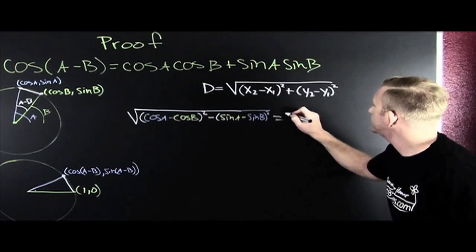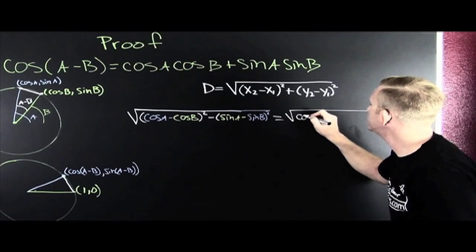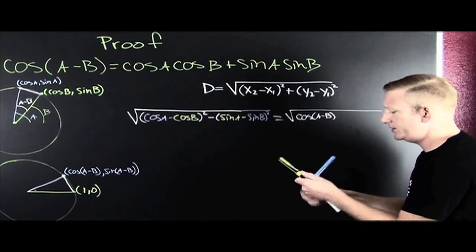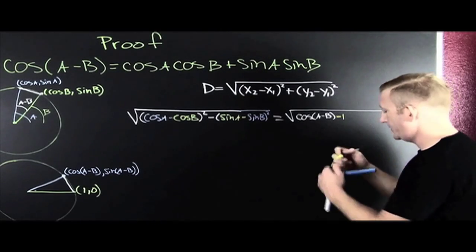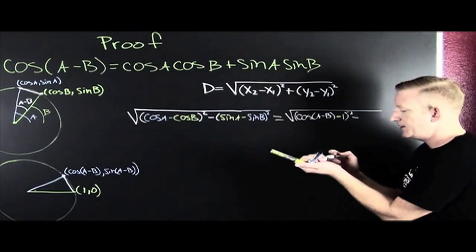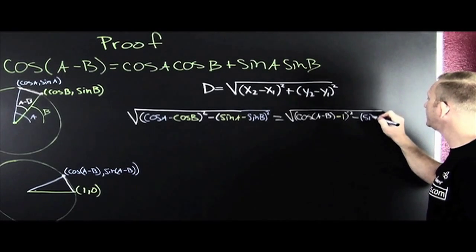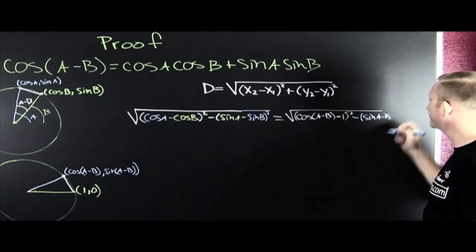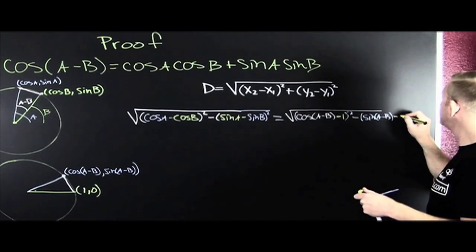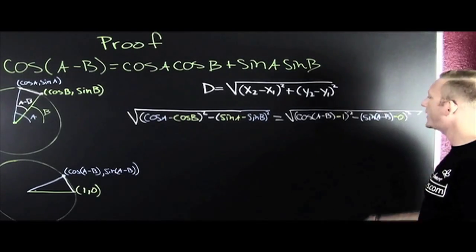So then, that's the square root of the differences of the x's. That's the cosine of A minus B, and that should have been in blue, minus 1. That whole thing is going to be squared, and then minus the differences in the y's. So then this one's in blue. This is the sine of A minus B, parenthesis, minus 0. And then that thing is going to be squared. Get that root right over there.